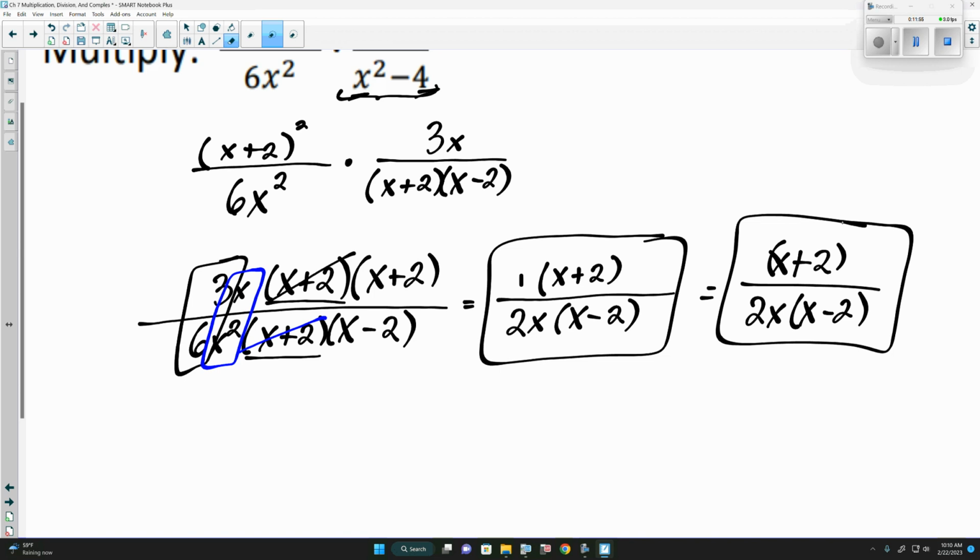Now, unlike addition and subtraction, with multiplication and division, we can factor at the beginning, top and bottom, and then just multiply them together. And the big difference, the reason we can do that, is because we're not having to add or subtract like terms. Any questions on this here?